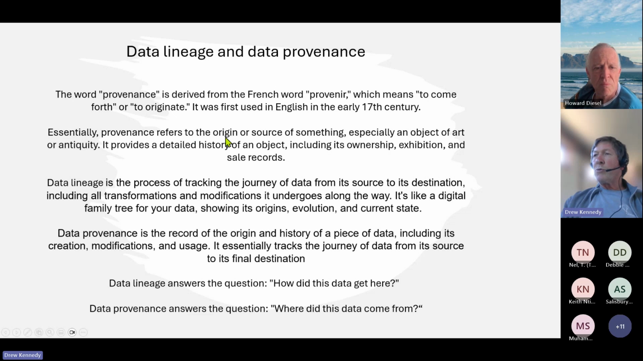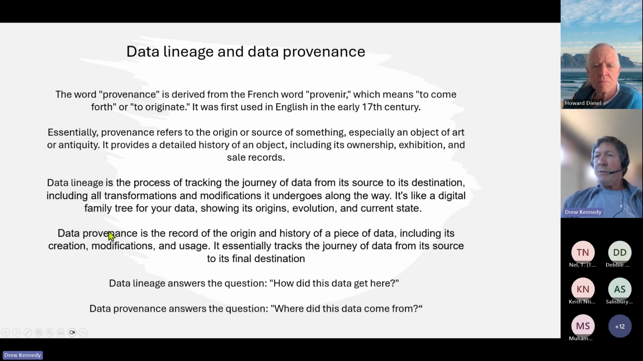It refers to the origin or source of something, especially an object of art or antiquity, and it provides a detailed history of that object, including its ownership, exhibition and sales records. As we've mentioned, it is being used more recently in things like data and in very high-end wine. Lineage, on the other hand, is the process of tracking the journey of data from its source to its destination, with any transformations or modifications. So it's like a family tree.